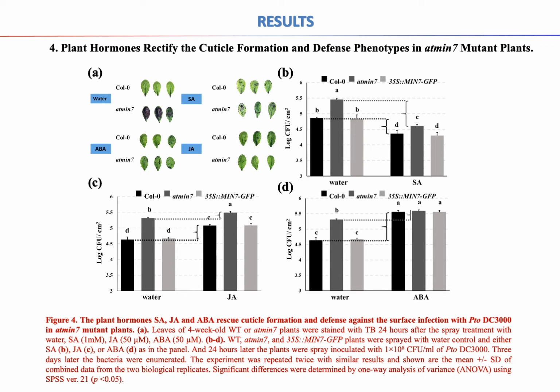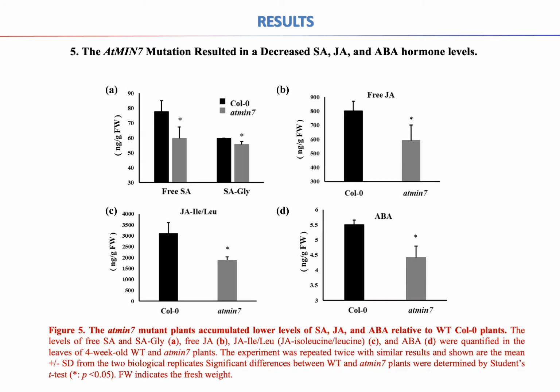We further investigated if the enhanced cuticle formation by SA, JA and ABA could increase the resistance of the AtMIN7 mutant plant following surface inoculation with the bacterial pathogen DC3000. The result is consistent with the hypothesis that the restoration of the cuticle by these plant hormones could restore leaf surface defense against the bacterial pathogen infection. We further quantified the hormone levels of the plant leaves and found the leaves of the AtMIN7 mutant contained significantly lower levels of JA and ABA.